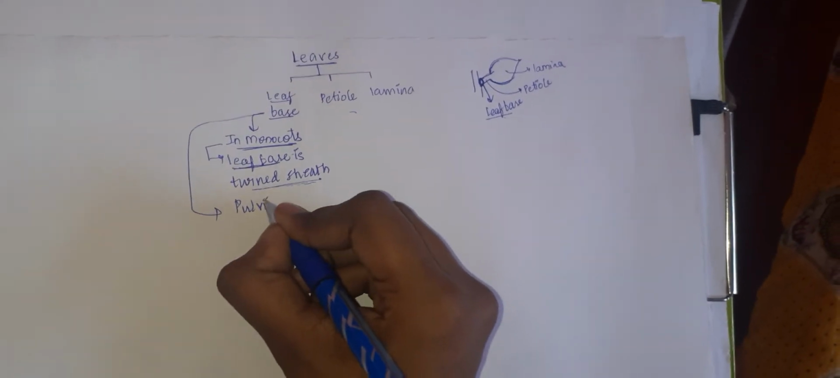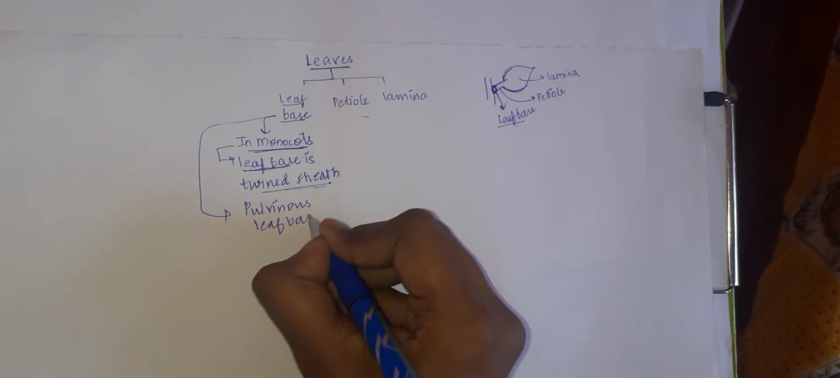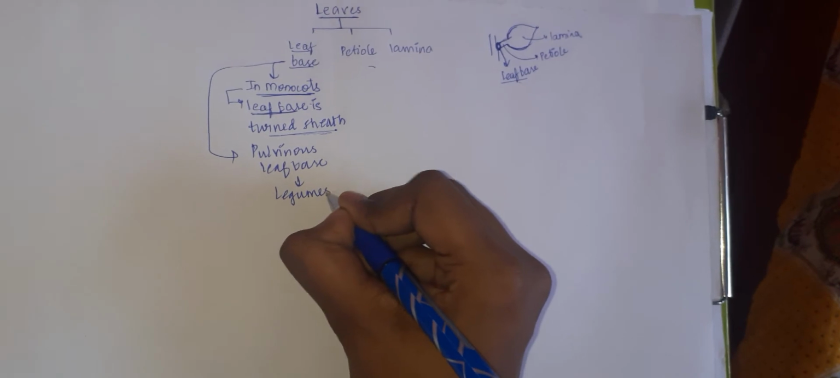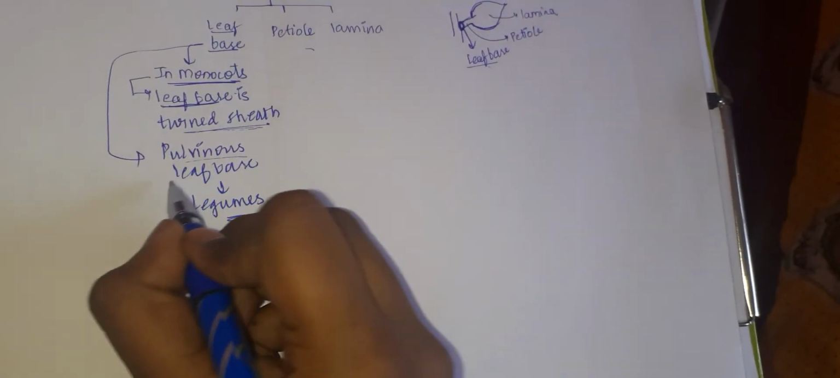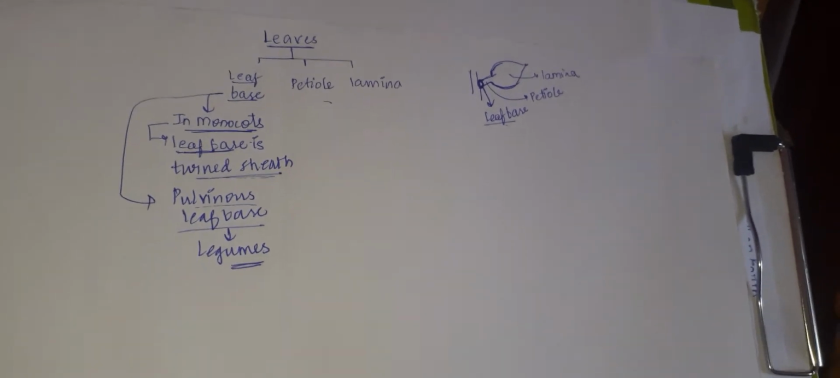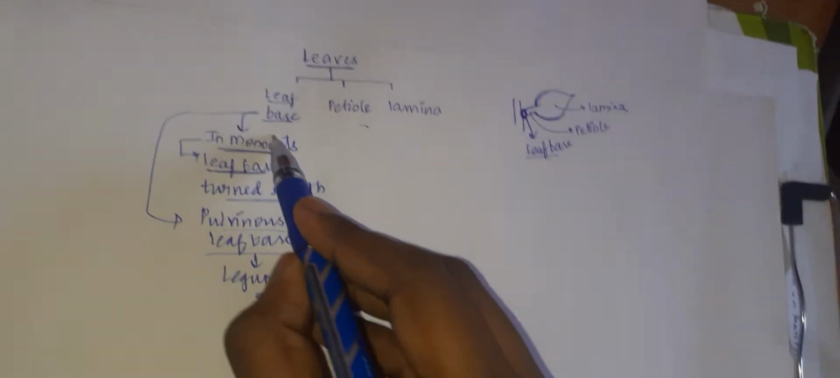Pulvinous leaf base for legumes. Okay, this is an important example. You have the pulvinous leaf base. You know the touch-me-not plant? That's the pulvinous leaf base which makes the touch-me-not plant close and open. You have learned it in 10th class. Okay, so these are two main examples.